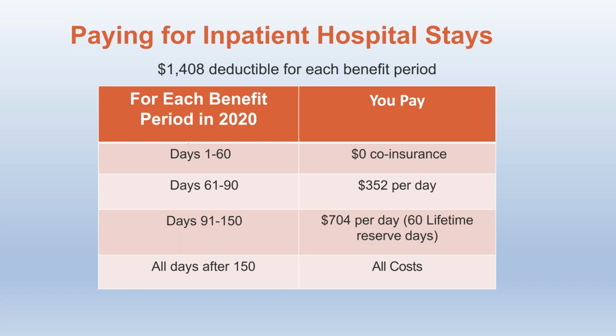Original Medicare will pay for a total of 60 extra days called lifetime reserve days when you are in the hospital more than 90 days during a benefit period. Once these 60 reserve days are used, you don't get any more extra days during your lifetime. So if you're in the hospital for more than 150 days, you're responsible for all of the costs of an inpatient hospital stay.